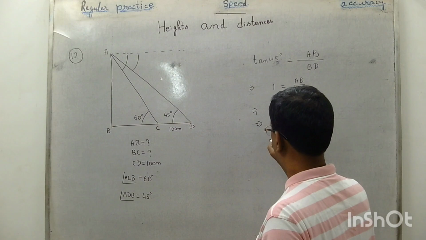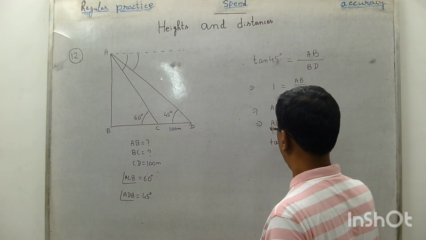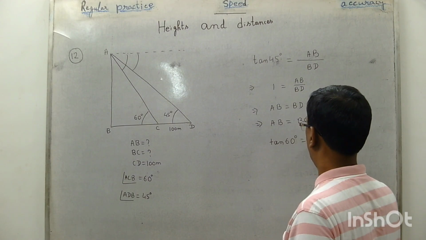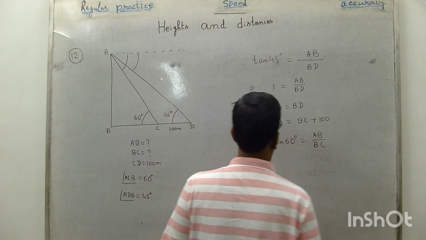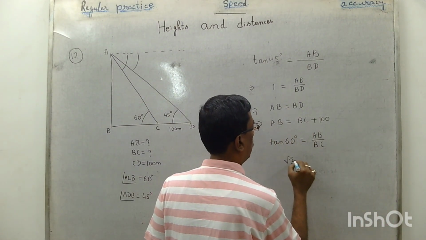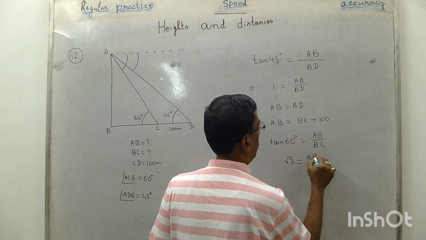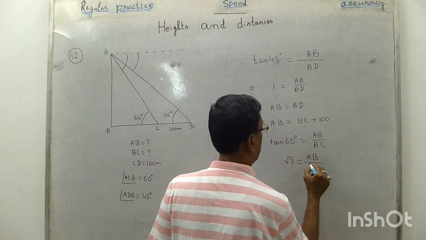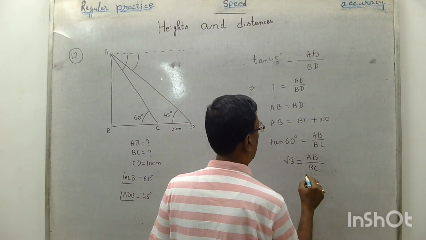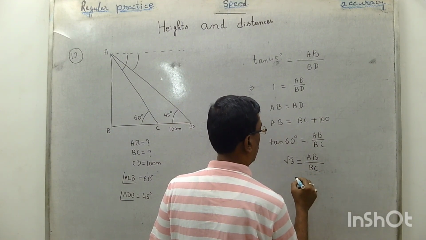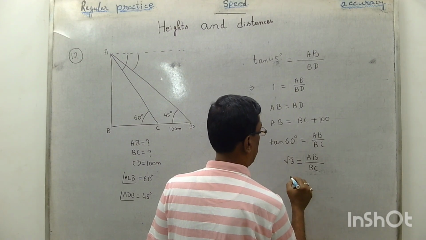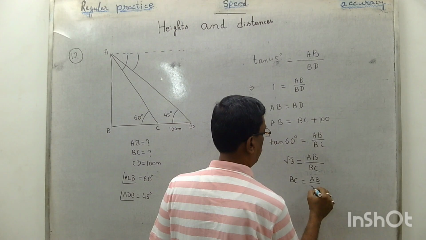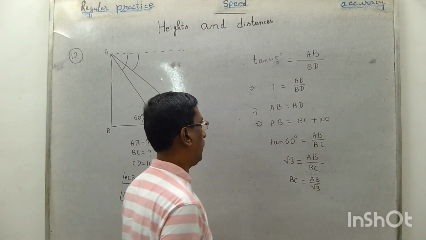Again tan 60, it is AB by BC, root 3 equal to AB by BC. So BC equal to AB by root 3. हमें AB निकालना है, BC भी निकालना है.